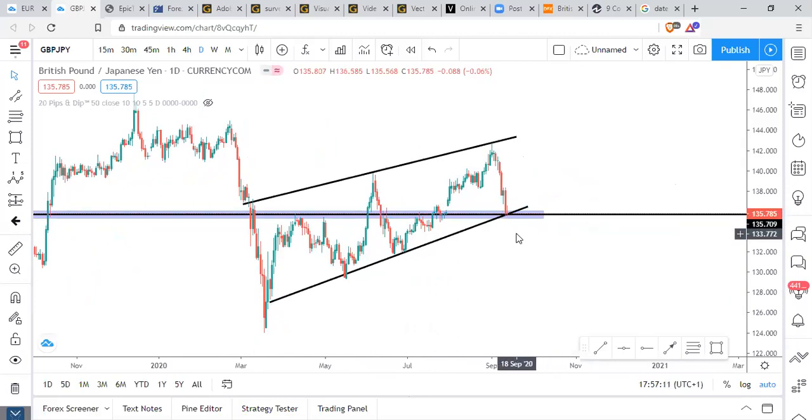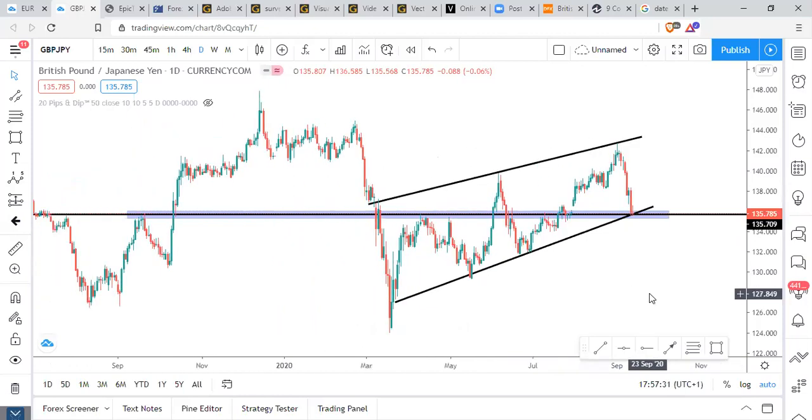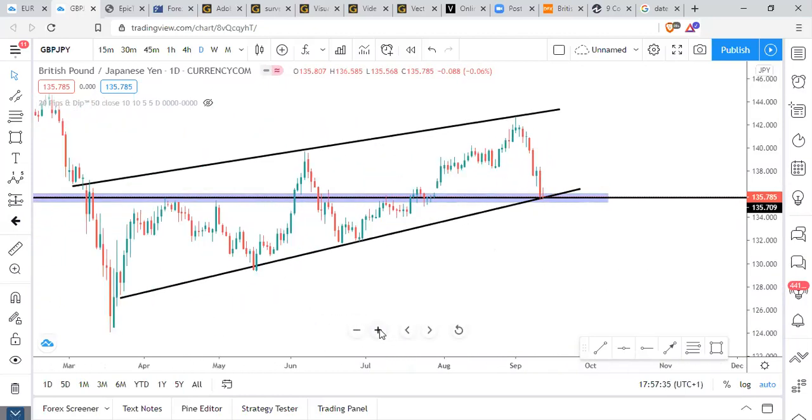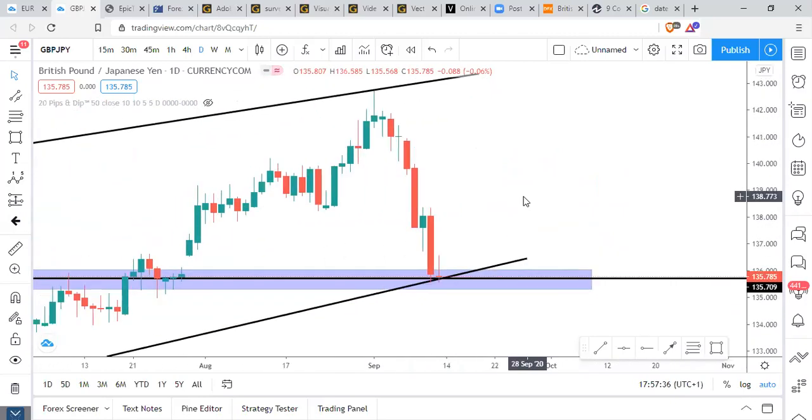It can break here at any given point in time, or it can reject here and go back up at any given point in time. So I prefer to be open to the market. If market tells me to buy, then I buy. If it tells me to sell, then I'll sell. So that's that about that. This is how you can basically mark up your charts. This is just support and resistance.